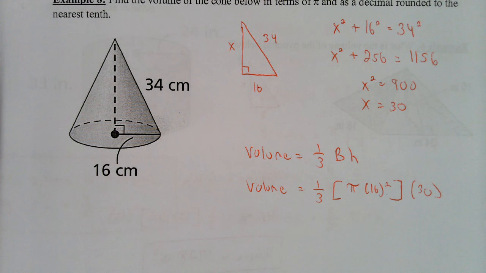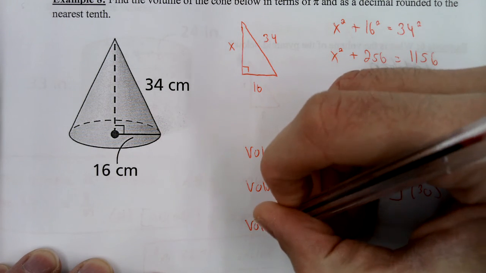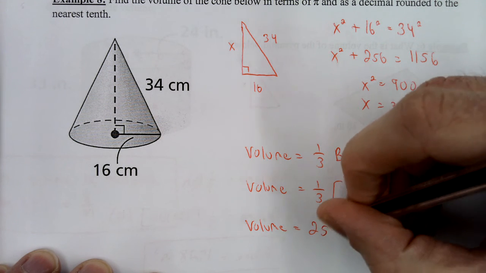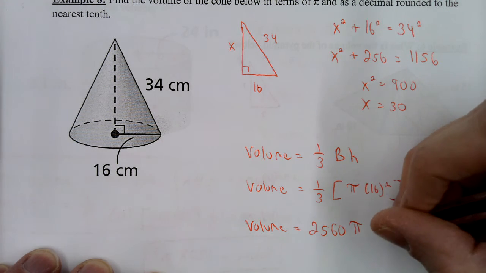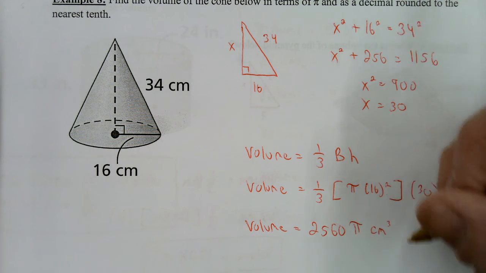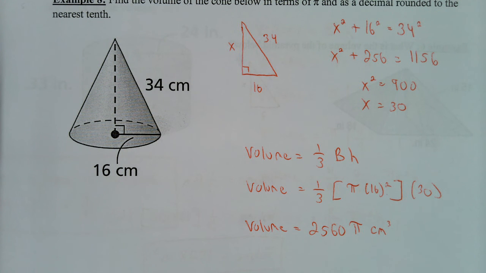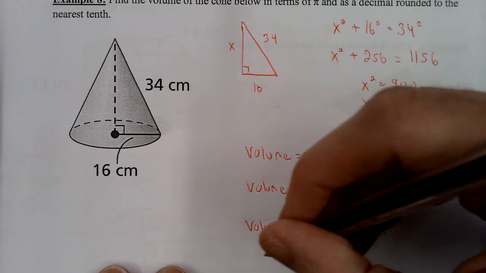So multiply everything but the pi. 16 times 16 times 30 times a third will give you 2,560 pi. Multiply that out, you get 8,042.5. It asks for the answer 2 ways, so let's give it both ways.